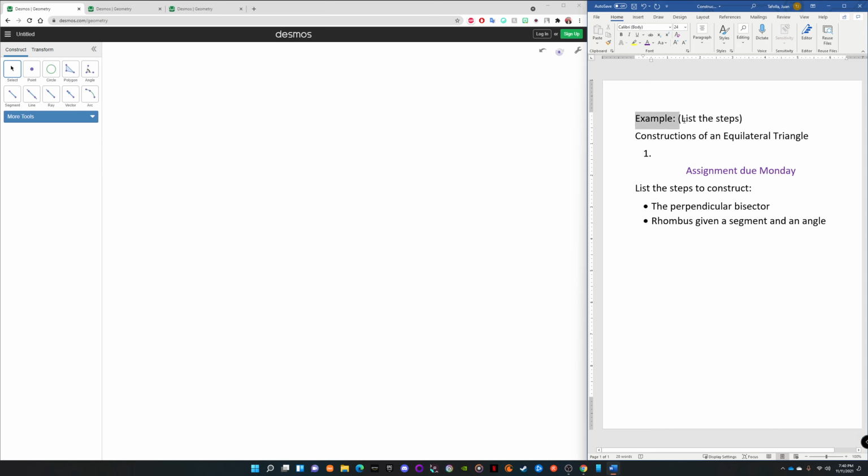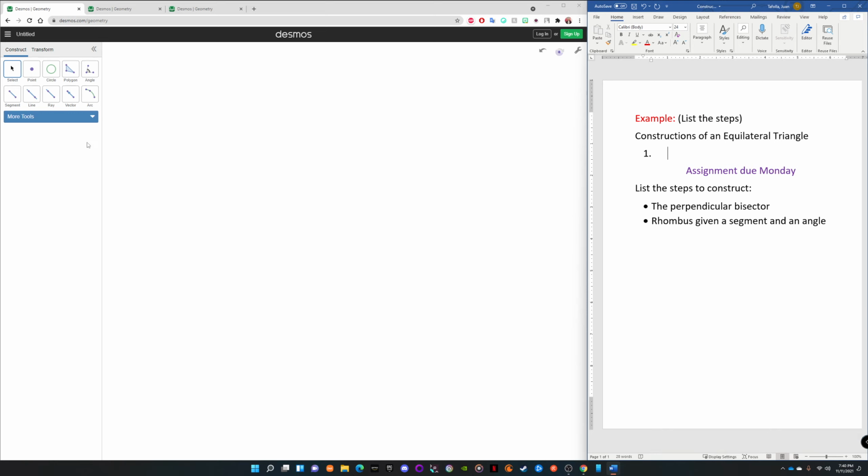So I'm going to do an example for you guys so you can see what I'm talking about. So watch how I do the example. Technically you just want to do the exact same thing that I'll be doing for this example and do the same thing for the perpendicular bisector and the rhombus. Okay, so on this example I'm going to list the steps to construct an equilateral triangle.